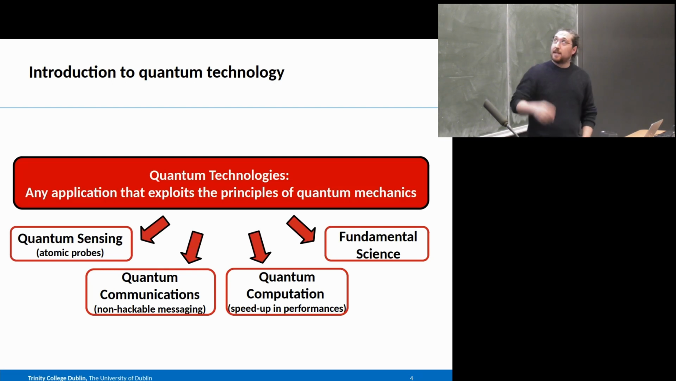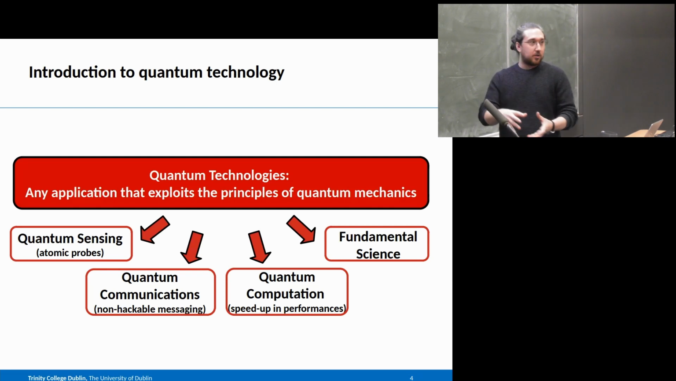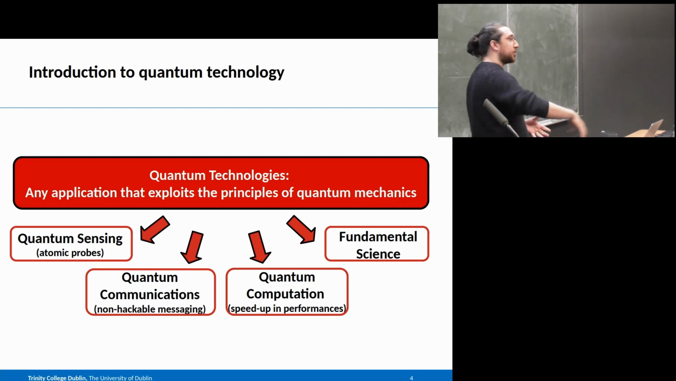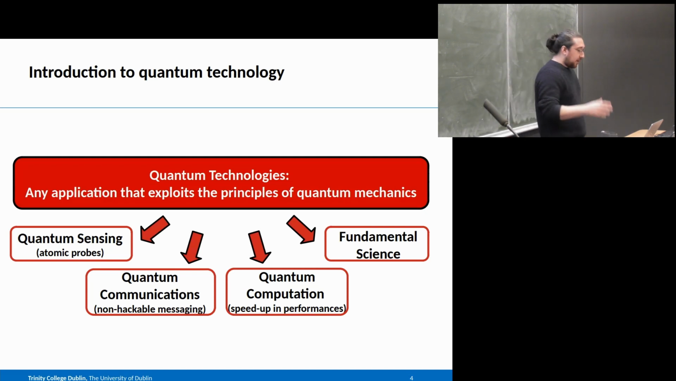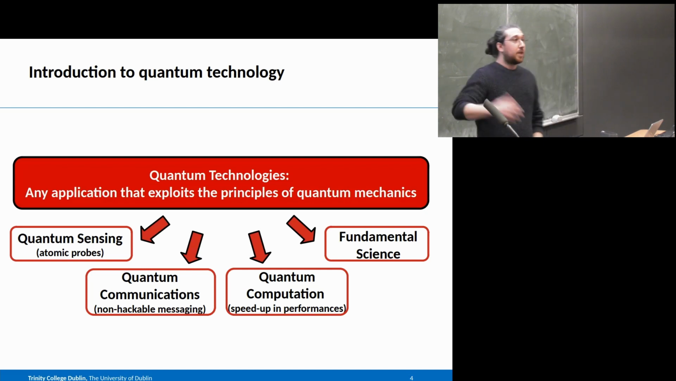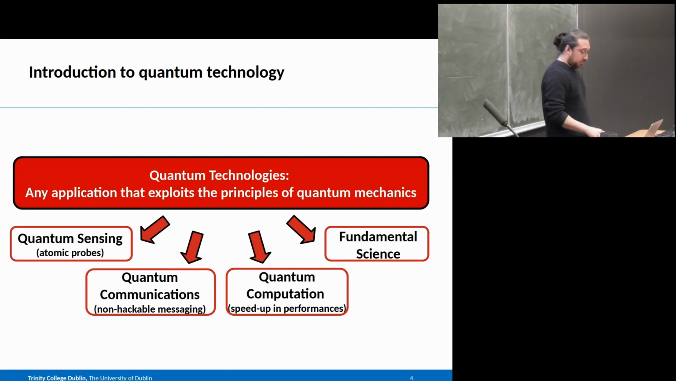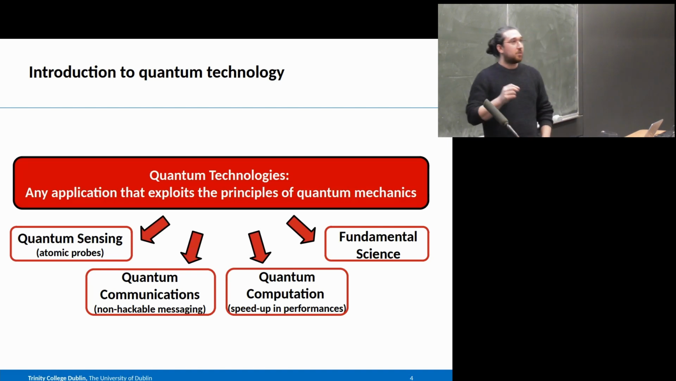So you see here a few examples, like quantum sensing. The idea is that we can use single atoms to probe properties like temperature and magnetic field to an unprecedented accuracy, right? You have communication. You can make systems non-hackable using quantum mechanics. Or quantum computation, you can speed up calculation by orders of magnitude using quantum hardware. And well, last but not least, fundamental science, right?